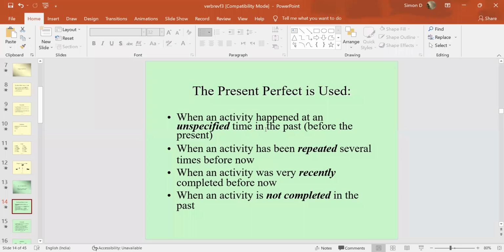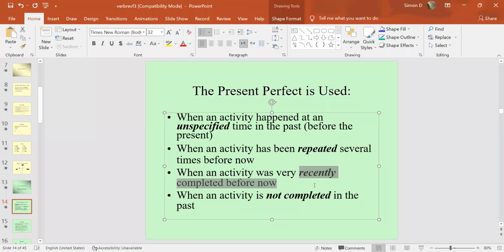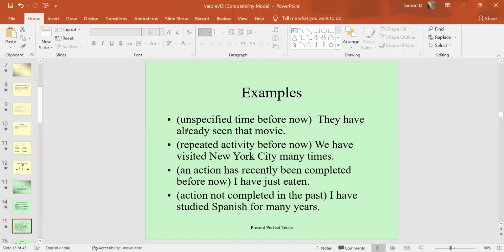So when an activity happened at an unspecified time in the past, in that case you can use the present perfect. Also when an activity has been repeated several times before now, and when an activity was very recently completed before now. This is the most commonly used form. If you just stopped doing it, for example, just completed the action just now, then you use present perfect. Also when an activity is not completed in the past. With examples, it will be much clearer.